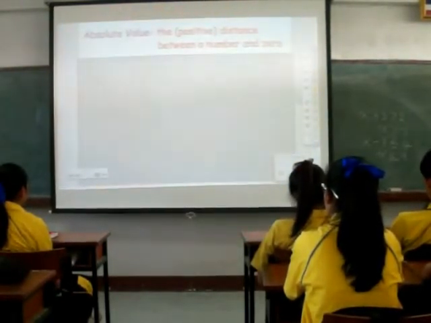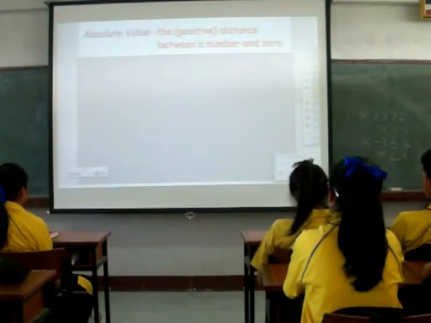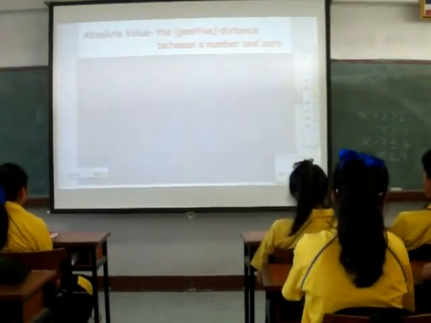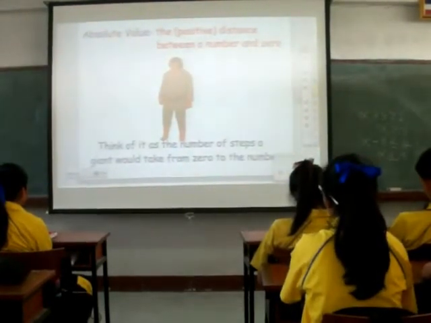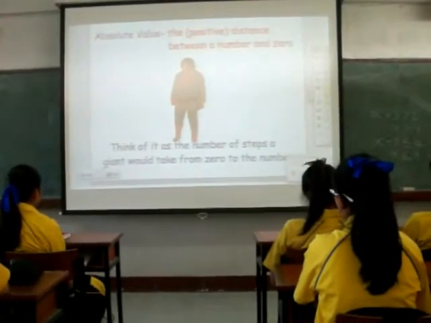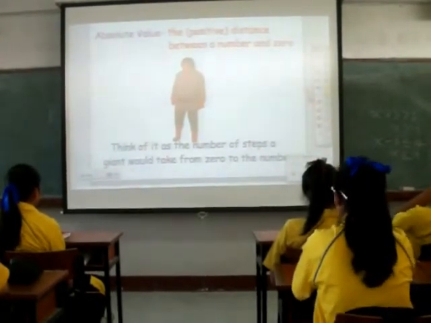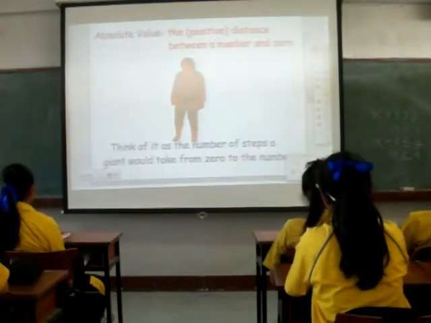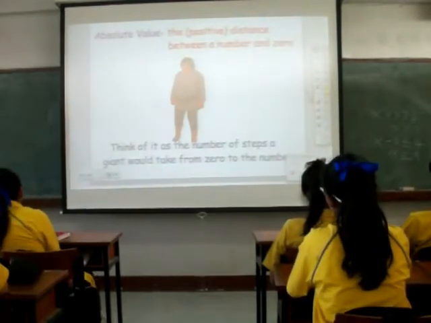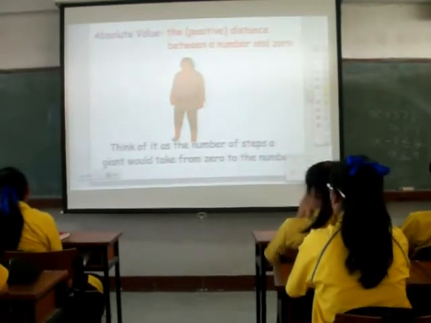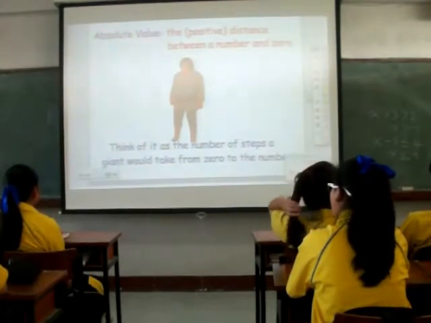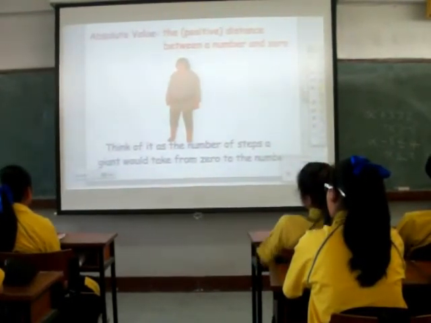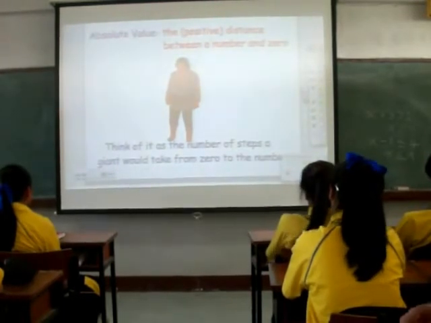Our last piece of vocabulary is absolute value. Absolute value is the positive distance between a number and 0. For me, the easiest way to think about this is to think about Andre the Giant, from one of my all-time favorite movies, The Princess Bride. I think of him standing on a number line on 0 and seeing how many steps it would take for him to get from 0 to the number. Even if you walk backward, you're still increasing the number of steps you've taken during the day. So we always count the positive distance.